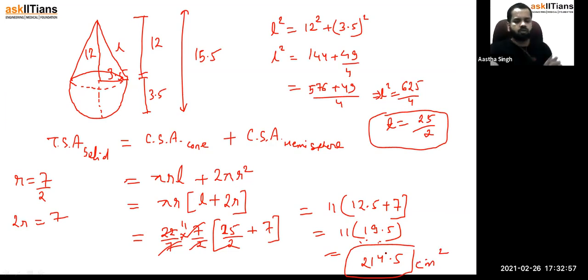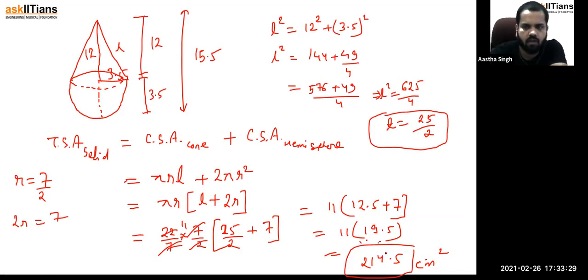Okay, the question was nothing but this: you were given a toy or a vessel, basically in the form of a cone mounted on a hemisphere. So for that, just put the formula. The curved surface area of the cone is pi r l, the curved surface area of the hemisphere is 2 pi r square. Just take pi r common and calculate the value of L separately, which came out to be 12.5. So 214.5 centimeter square will be your answer. Right.